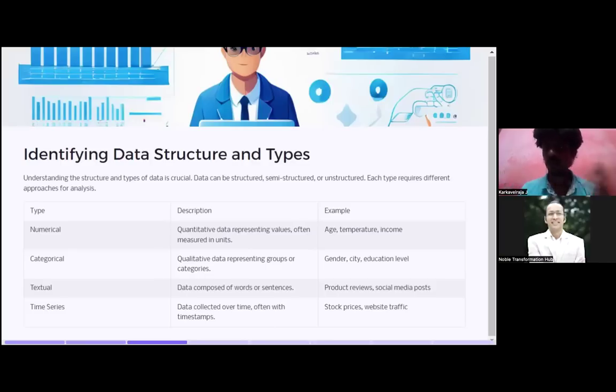Textual means something like a product review. Whatever reviews you give, or something like a social media post, below that there is a comment.